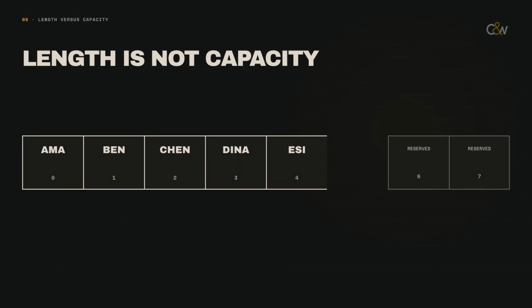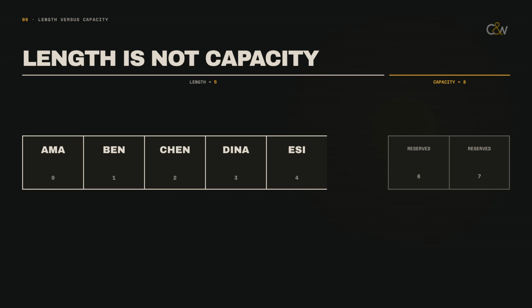A dynamic array often owns more slots than it currently uses. Imagine a shelf with 8 numbered spaces but only 5 hold names. Length is 5 real values. Capacity is 8. The shelf has room for 8 values before it must grow. The 3 unused spaces are reserved room, not part of the visible array data.